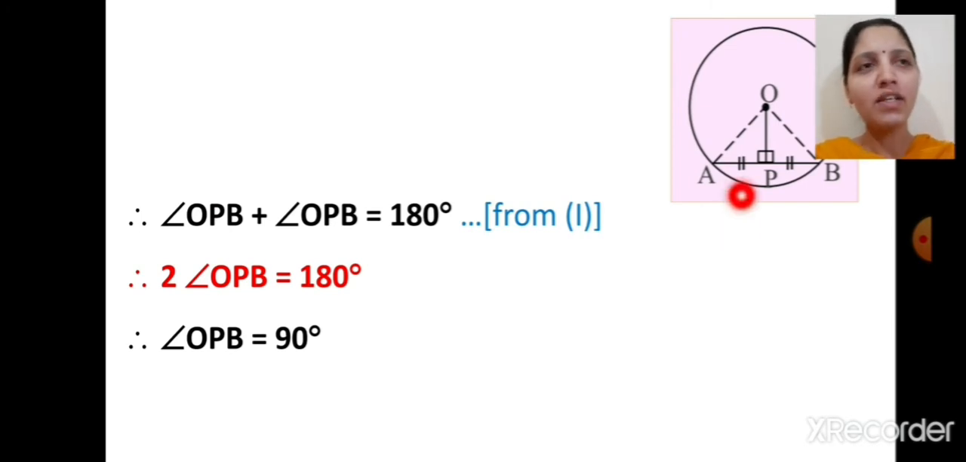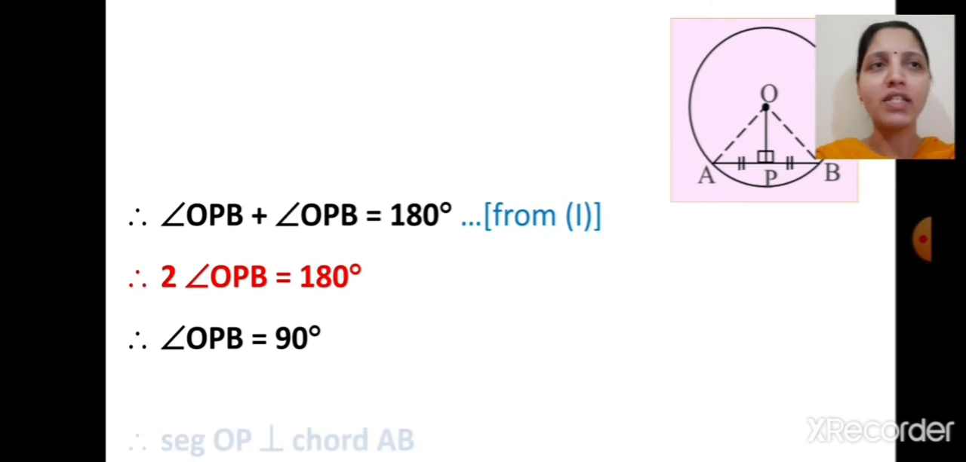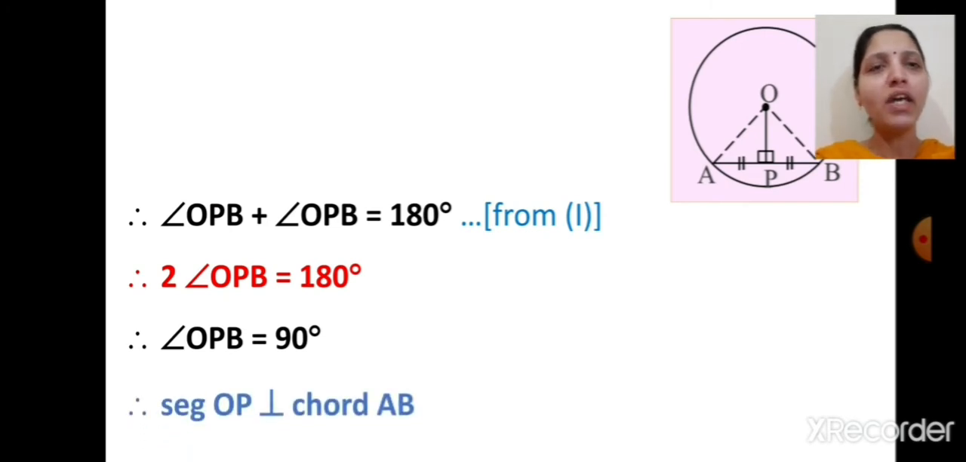That means this segment OP forms a 90 degree angle at point P on this segment AB. That means we can say that segment OP is perpendicular to chord AB. Hence we have proved that the segment joining the center of the circle and the midpoint of its chord is perpendicular to the chord. Okay.